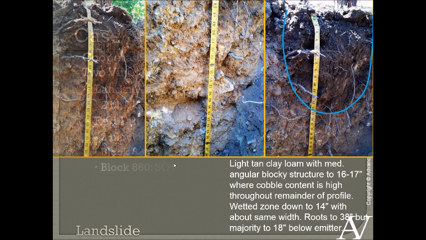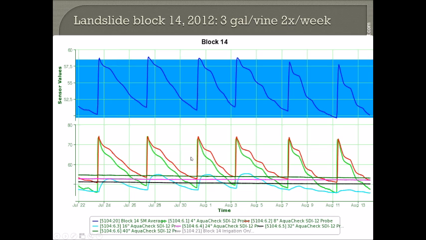This is the Landslide block, lots of gravel in the profile. The root system does go down a couple feet, but not really that deep. It doesn't have a lot of water holding capacity in the soil. And this is how we irrigate it. This is a twice-a-week irrigation, sometimes even three. You see we're irrigating fairly often. Each one of these is 2 days between the vertical bars. So we irrigate roughly every 3 days, trying to keep it within this band.